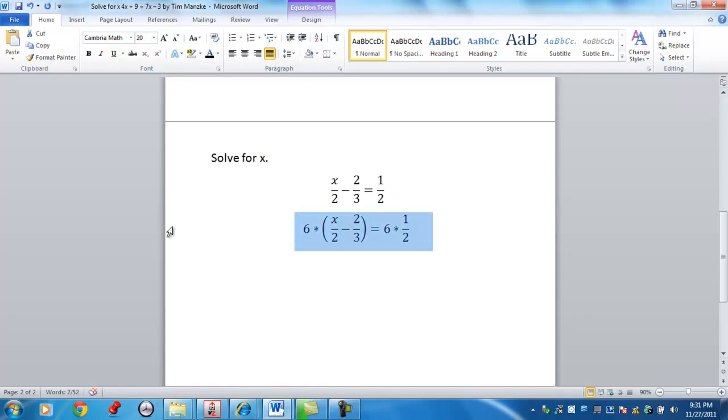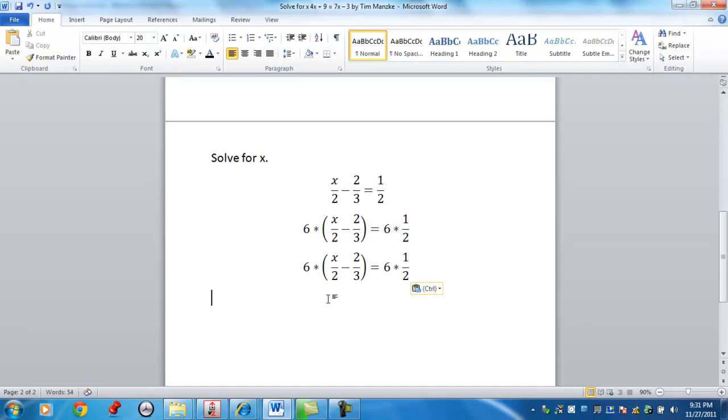What I'm going to do next is use the distributive property on the left-hand side. That means I'm going to multiply 6 times the fraction x over 2.